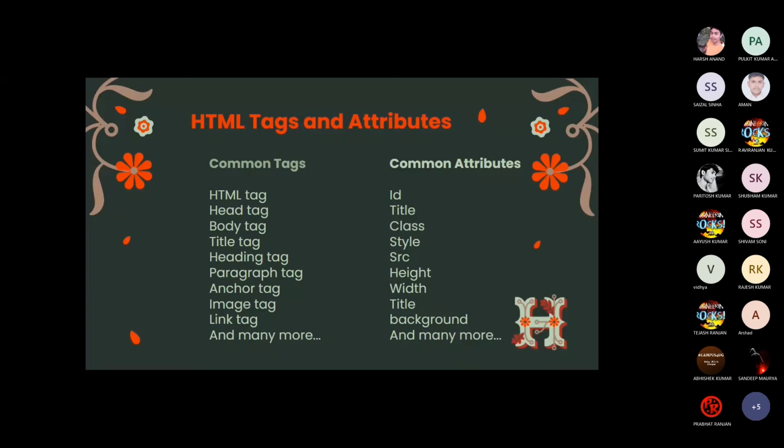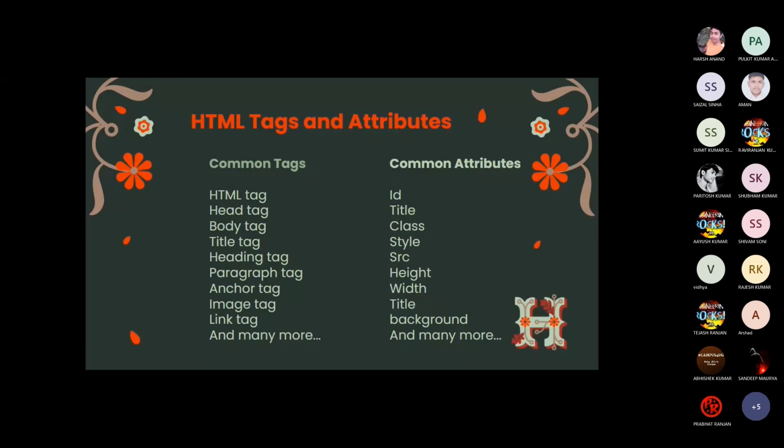What are attributes? Attributes are something which are never used directly. You can write your HTML or head or body tag directly inside your document, but attributes are never used directly. They are always used inside a tag which has some property.